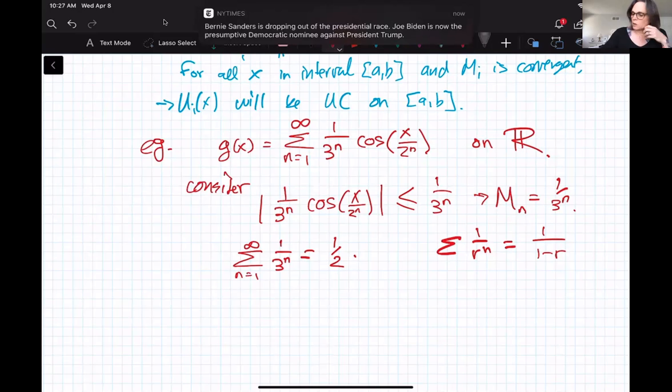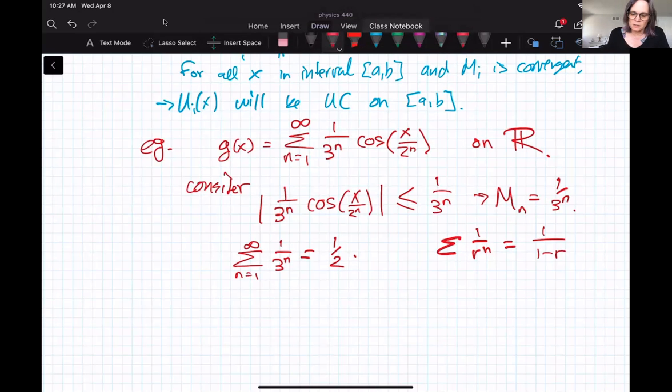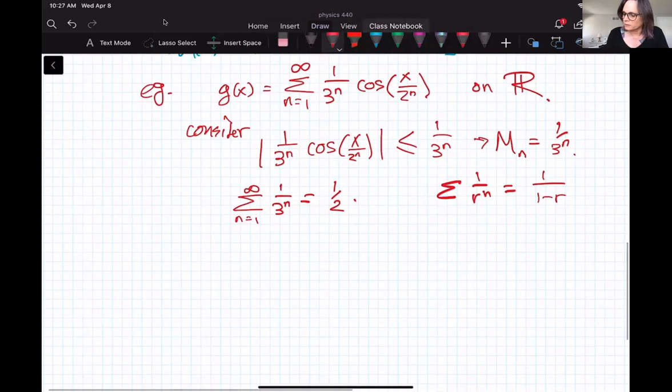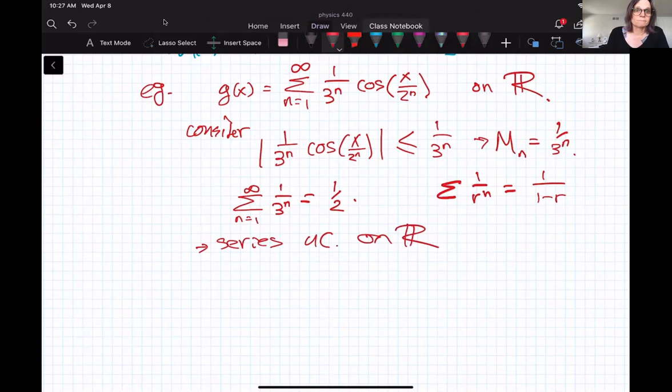All right. Since this is equal to a half, that means that the series is uniformly convergent on all reals. So all you have to do is figure out a sequence that will converge, and generally speaking, that's going to be one of the geometric series.